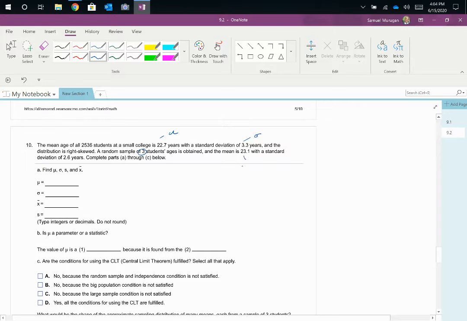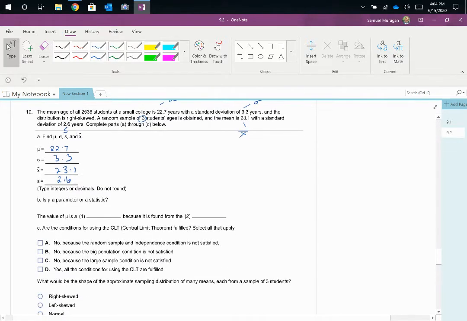The mean is 23.1, so x bar is equal to 23.1, and the standard deviation s is 2.6. So we can go ahead and fill this out. We have 22.7, 3.3, 23.1, 2.6. Is mu a parameter or a statistic?